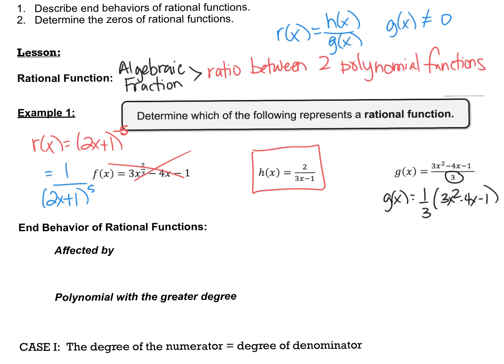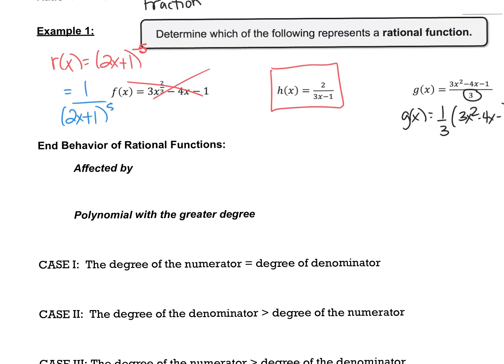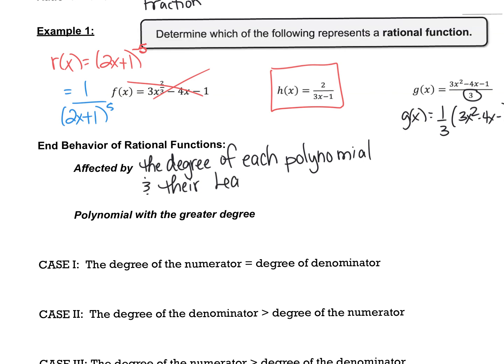But the thing about a rational function is that its end behavior is affected by the degree of each polynomial and their leading coefficients. Each polynomial that we're going to have is going to have a degree, and it's going to affect my end behavior.